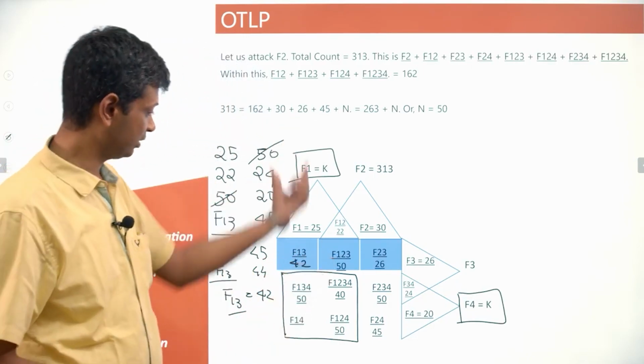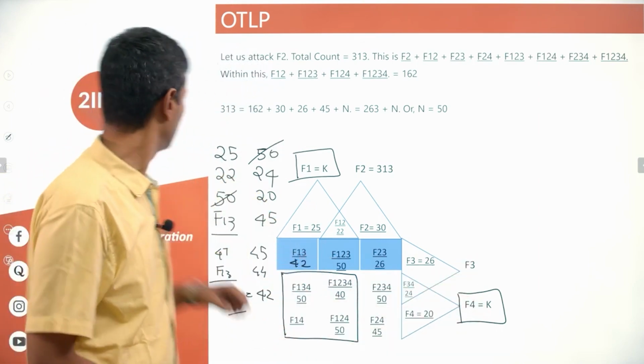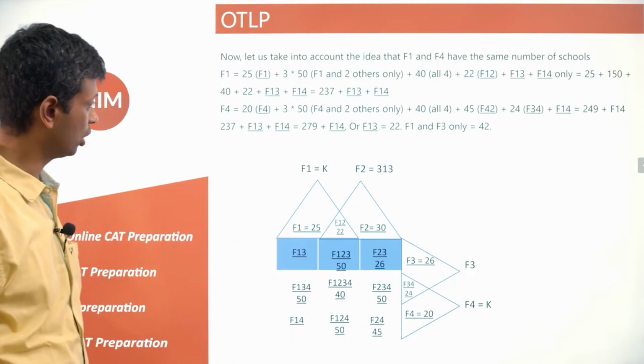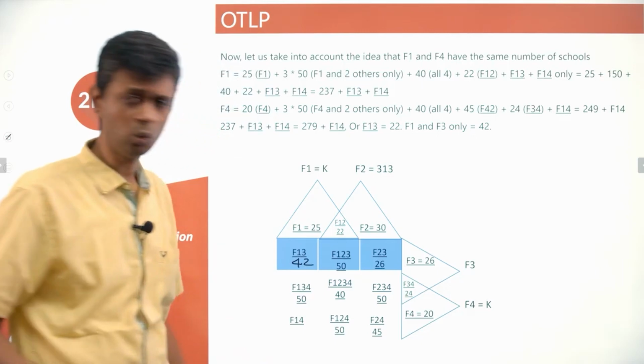Lovely. We've taken the fact that this is K and this is equal to K and plugged that in and got to 42. Super. We filled everything in. We've got a lot of detail. This is 42. Now what else is remaining?